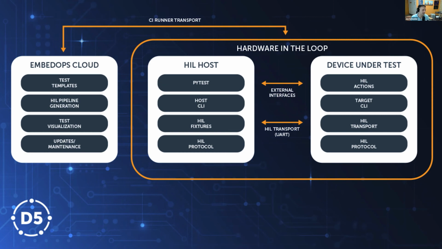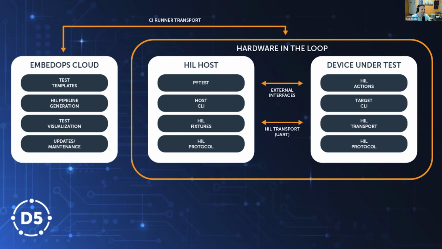Generating the pipeline, being able to visualize the test, updates, maintenance, that's stuff we build into EmbedOps generally. But on the hardware in the loop side, there's always a HIL host of some kind, whether that's a tiny single board computer or a desktop PC, which you see a lot of times too. A lot of times the National Instruments stuff is involved.